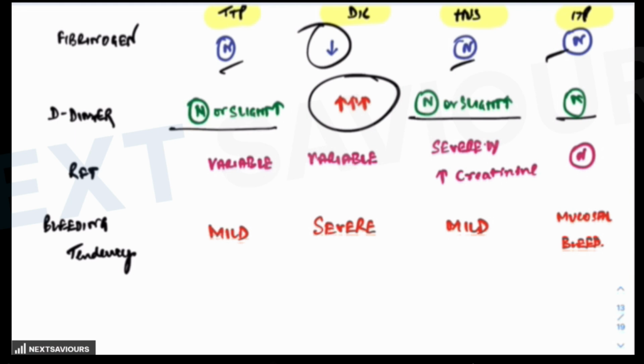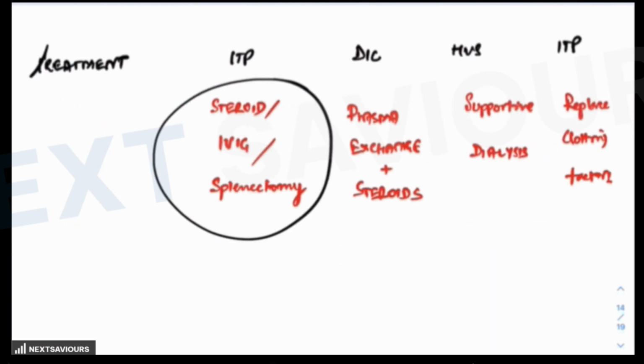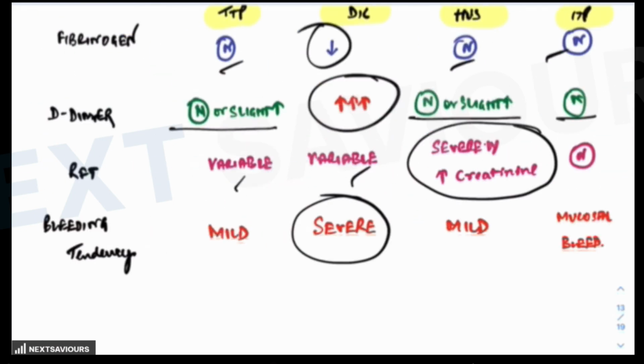As far as renal function test in the form of serum creatinine is concerned, they could be slightly variable in case of TTP as well as in case of DIC. But in case of HUS, there is a severely raised creatinine level because of the acute renal injury. And bleeding tendency is also severe in disseminated intravascular coagulation. So, on this basis, whatever you have studied is now getting consolidated, and you can very easily reach the answer related to that particular question.